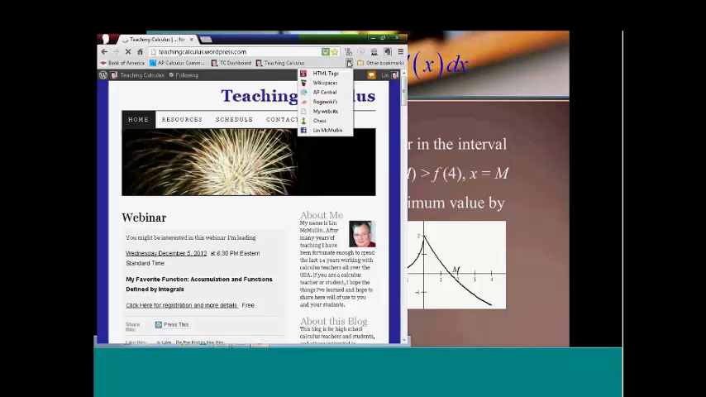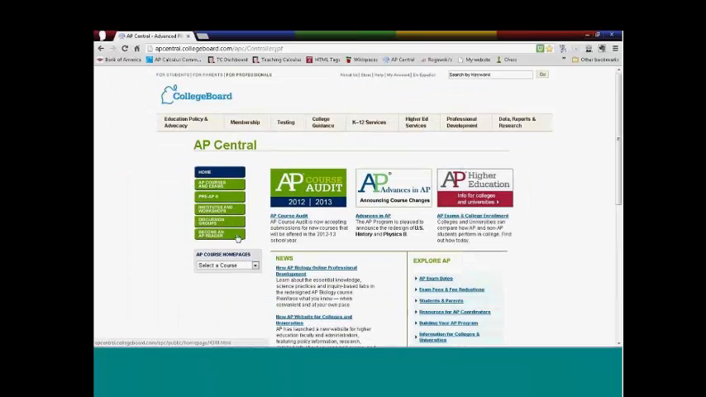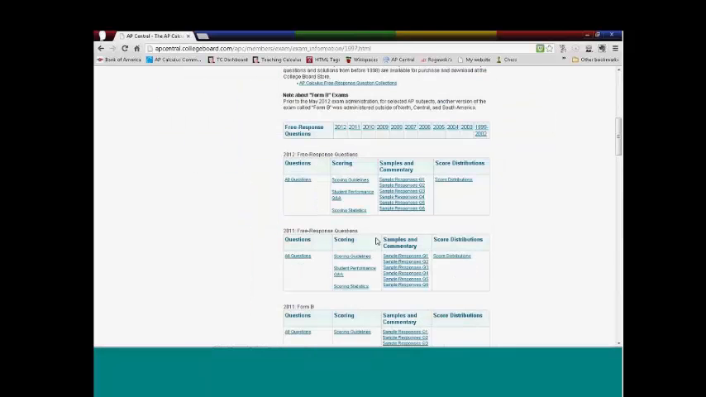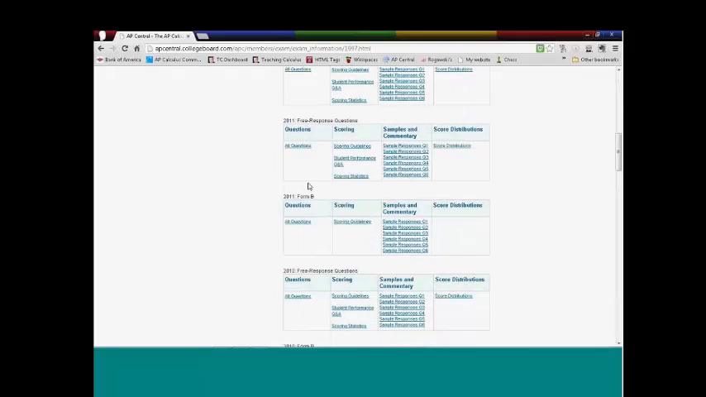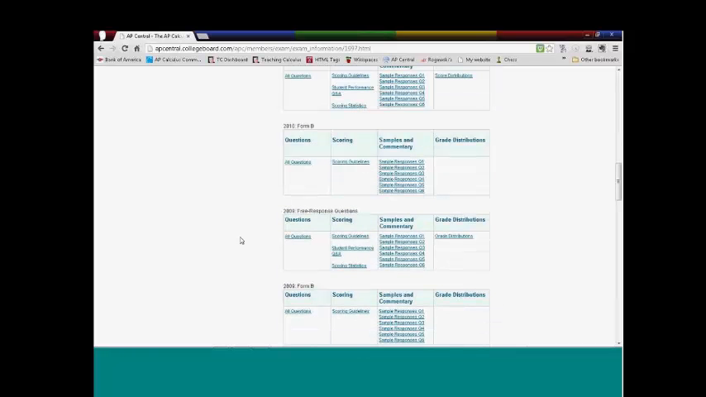Hang on a minute. Where I wanted to go was here, AP Central. If you go to AP Central, there you go. You go over here on the left where it says AP courses and exams. You go down here to the last one, exam information. Click on that. Click on AB or BC, whichever one you're interested in. And here are the exams. You can see here's 2011 free response, and then here's the Form B, the international form, in 2010. So their questions and guidelines and everything is right there.